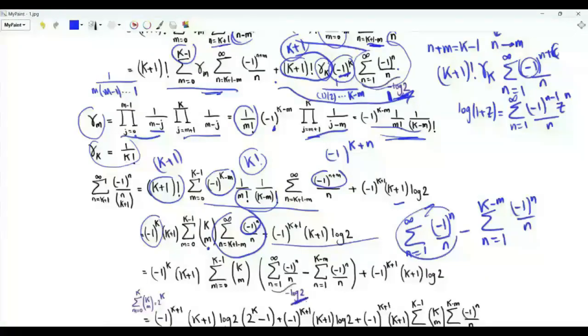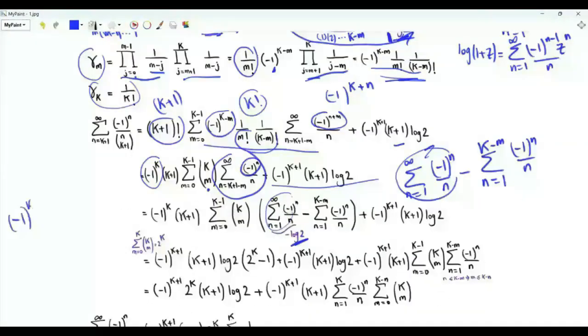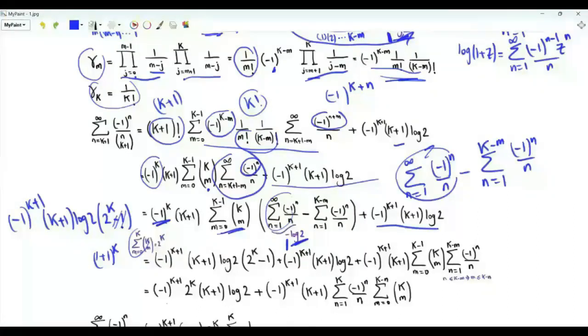This first sum is -log 2. From this part, we have (-1)^(k+1) times (k+1) times log 2. Then we have this summation. If this summation extends all the way to k, then we have 2 to the power k, because this is (1+1) to the power k. This summation here is 2^k minus 1. This one is k choose k. We can use this term to cancel the -1.